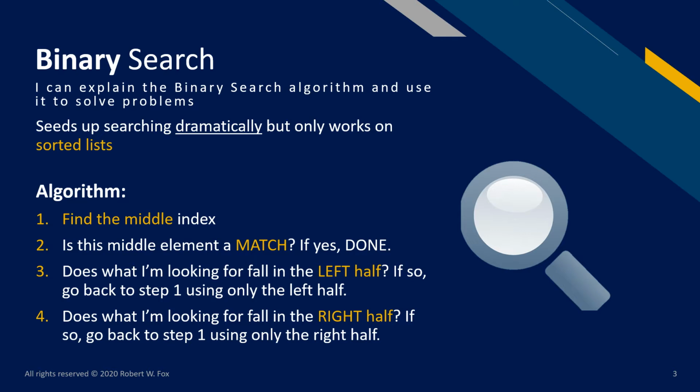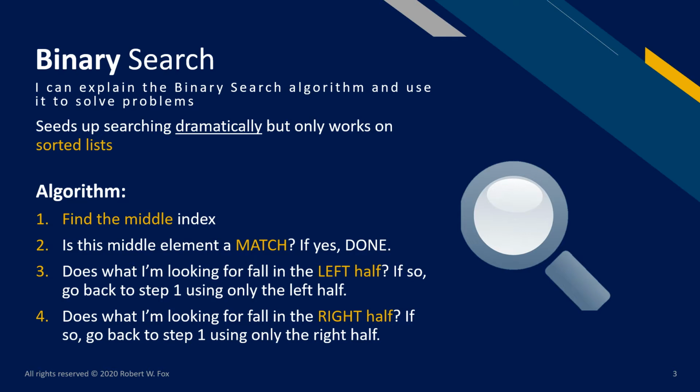So binary search speeds this up, but there is a catch. It only works on lists that are sorted. And the reason it only works on lists that are sorted is because it leverages that sorting to speed up the search. So here's the basic algorithm.